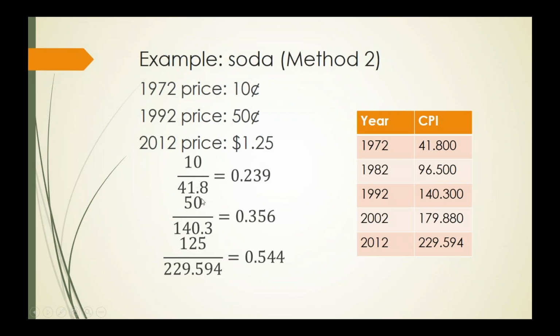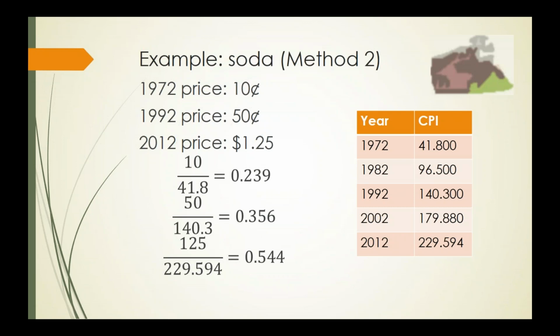Notice I used the cents in all of them, or I could have also converted the 10 cents to 0.1, the 50 cents to 0.5. The main thing is that you're consistent. So I have these three numbers. I can see that the 1972 number is smaller, the 1992 is in between, and the 2012 is the biggest. But what do these numbers actually mean? Well, we're going back to our stuff. So a smaller number corresponds to a lower cost.